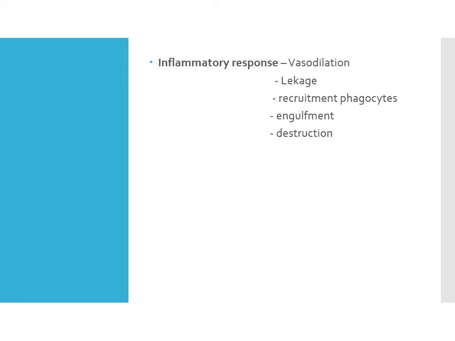Now the inflammatory response. Whenever any microorganism enters, vasodilation occurs, that is, the blood supply increases at that site. From there leakage occurs, and phagocytic cells are recruited to the site. They will engulf the microorganism and finally destroy it. That is how the inflammatory response occurs, which is a part of innate immunity.